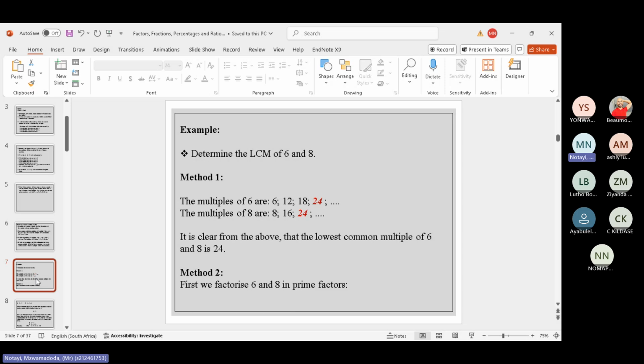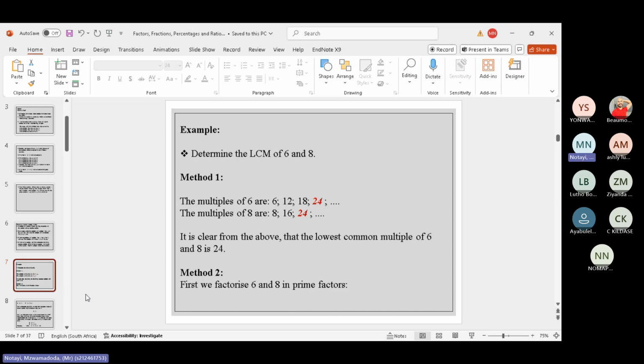The multiples of 6 are: 6 times 1 is 6, 6 times 2 is 12, 6 times 3 is 18, 6 times 4 is 24, 6 times 5 is 30, and so on. And the multiples of 8 are 8 times 1, that is 8, 8 times 2 is 16, 8 times 3 is 24, 8 times 4 is 32, and so on. As you will see, the lowest of all those common multiples is 24. So we say the lowest common multiple of 6 and 8 is 24.